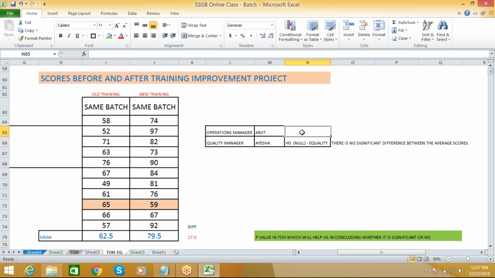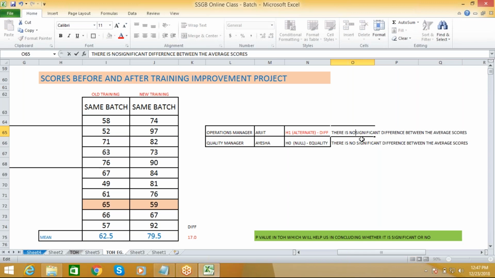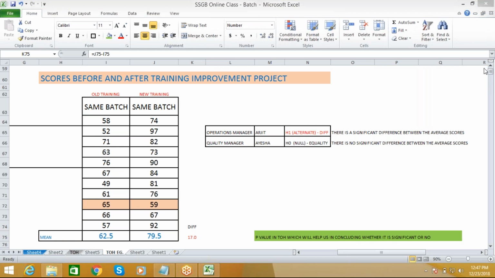Now automatically, what Arjit says is the alternate. We all know that because that is the one which is left, right? And so Arjit is saying that there is a significant difference between the average scores, correct? So he's telling that this 17 is good enough. We can close the project. Right? Sure, Arjit, no problem.